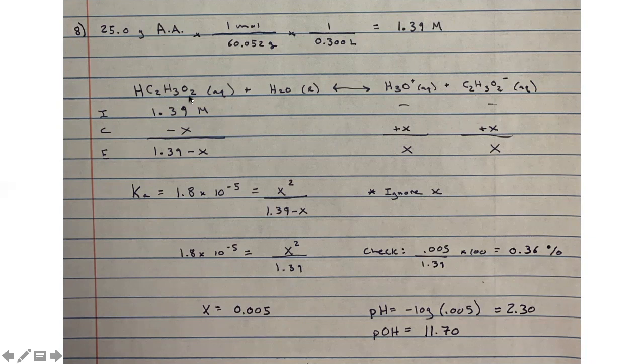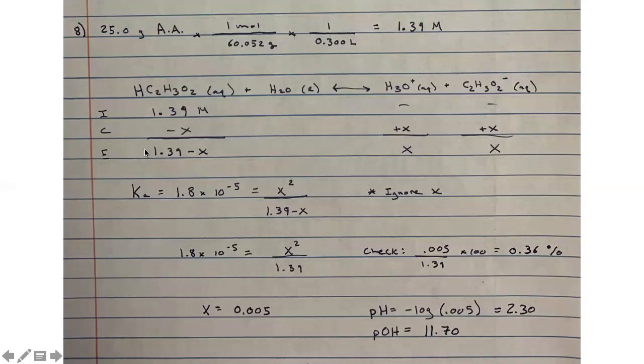Once I know that, I'm going to write my balanced chemical equation. So acetic acid reacts with water to produce hydronium and acetate. I make an ice table and I plug in my initial concentrations. So the only thing with initial concentration is acetic acid with a concentration of 1.39 molar. Now I don't know what my change is, so I'm going to label it in terms of X. So minus X for reactants, plus X for products, and I write my equilibrium concentrations in terms of X.